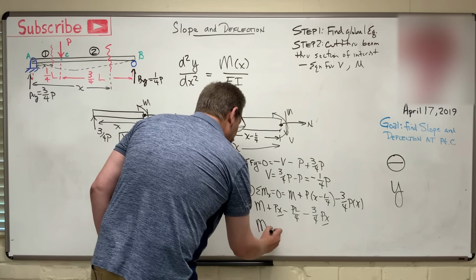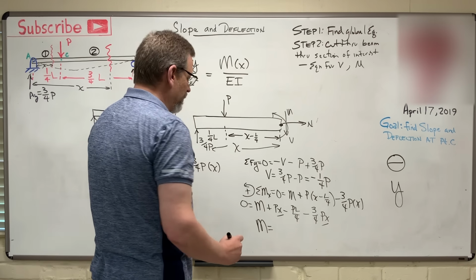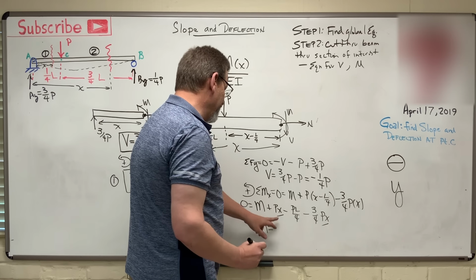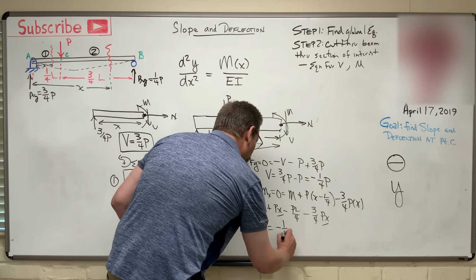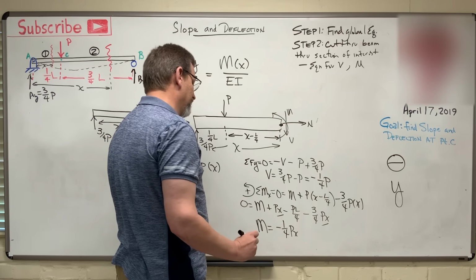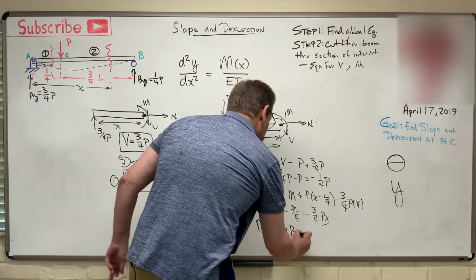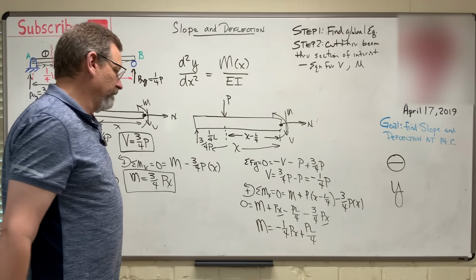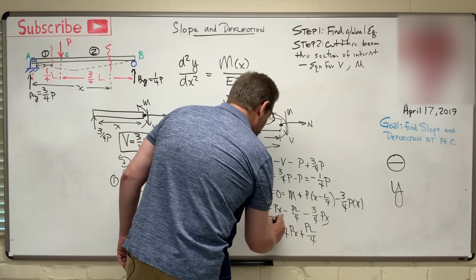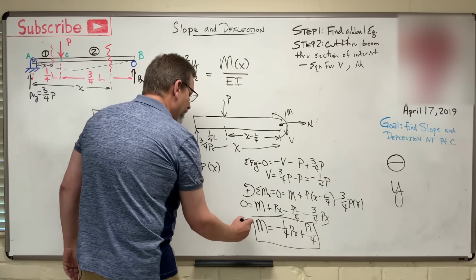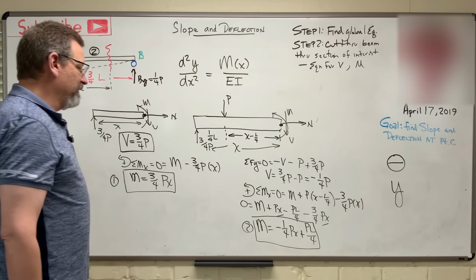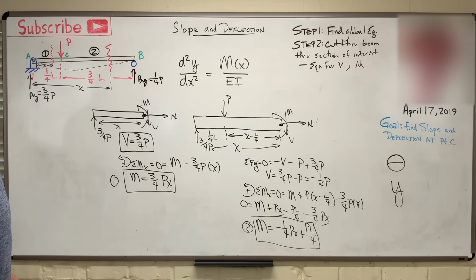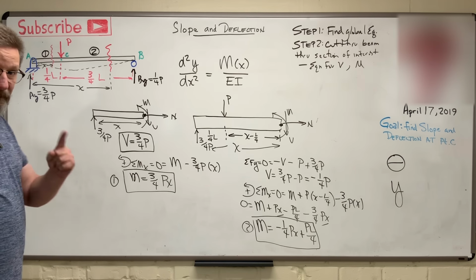So I wind up with this. M is equal to, because all that was equal to 0, I'll move all that over to the other side. And so I get a PX, so that's going to be minus 1/4 P times X plus PL over 4. And that's it. So there, boom, is the moment equation for section 2. That's pretty easy to follow. That's something we've been doing the whole time, so that part shouldn't be too confusing.